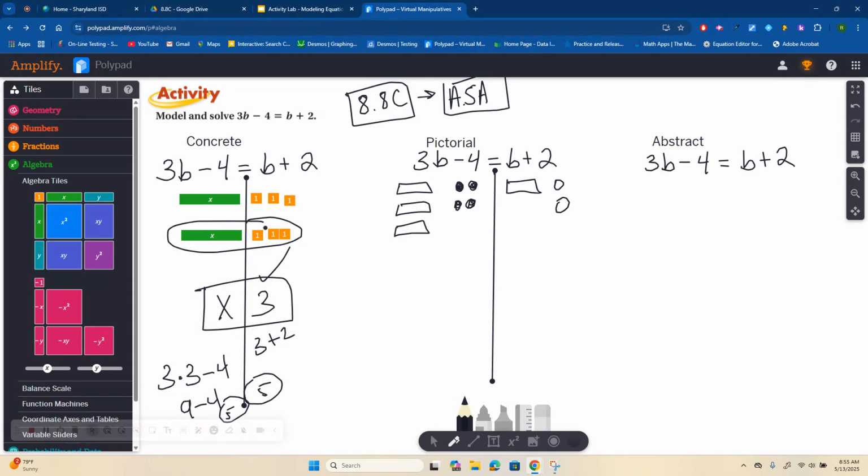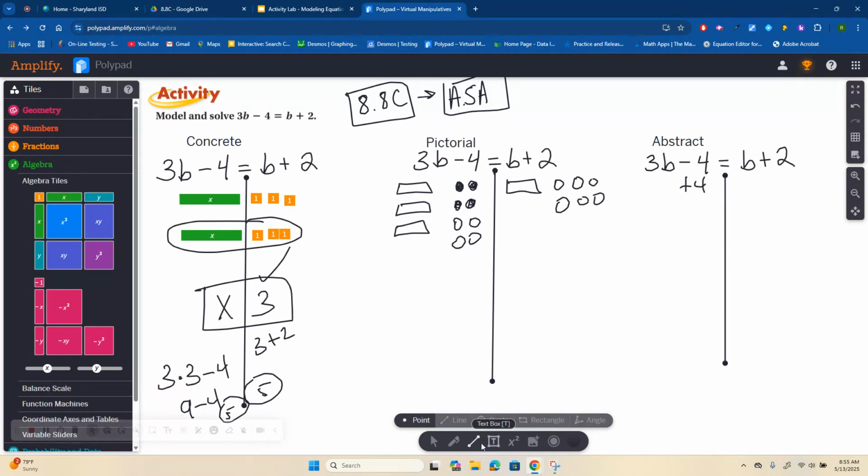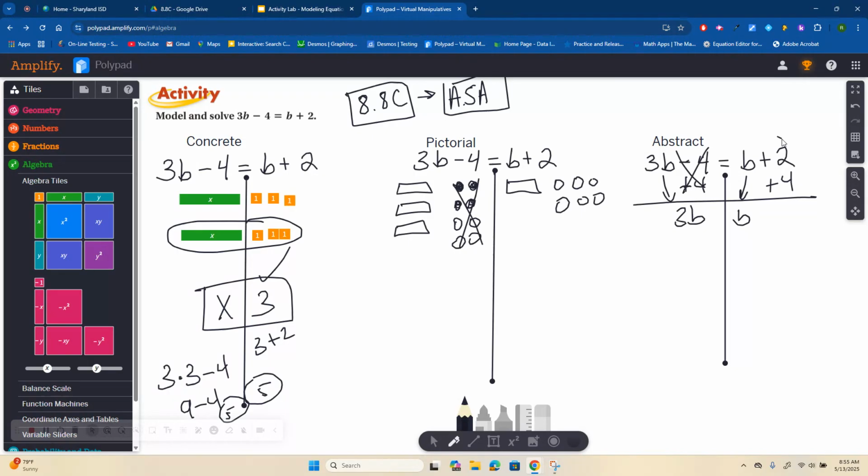So over here, what I did first, if you guys remember, I added the 4 to both sides. What I do to one side, I do to the other. Over here, it looks like this, plus 4. And I do the picture and abstract together. Plus 4. This side will cancel. It means negative 4 plus 4 will also cancel. I bring down my 3b equals 2. Bring down my b. 2 plus 4 is 6.